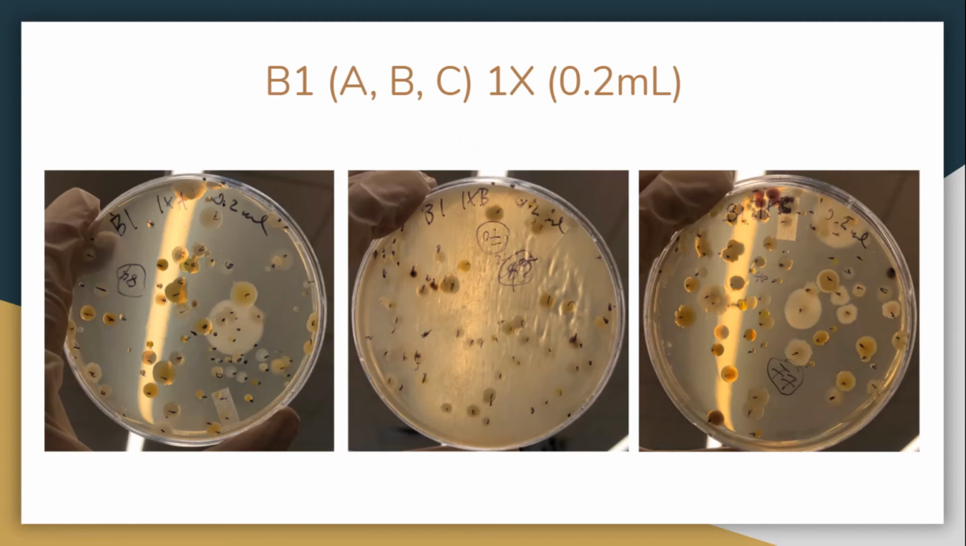For sample B1, I chose plates A, B, and C for 1x dilution because they showed a desired number of colonies, 30 to 300 CFU. On plate A, there were 84, plate B had 70, and plate C had 77 colonies.